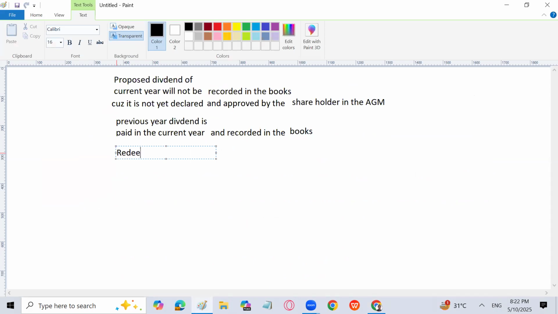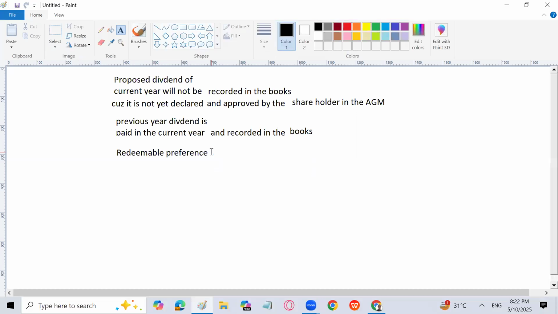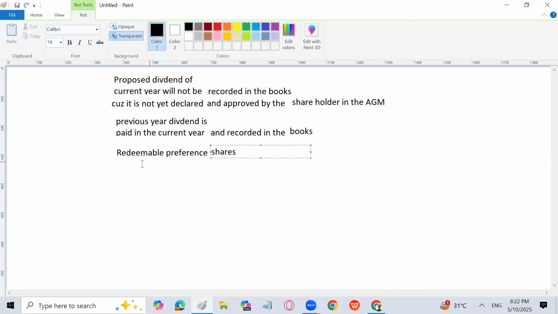Okay. Redeemable preference shares. Redeemable preference shares. Okay.